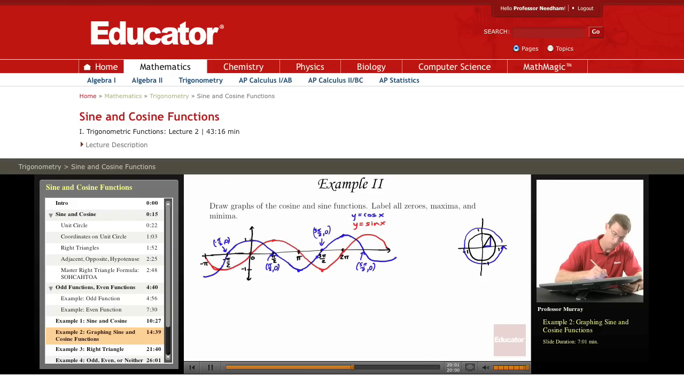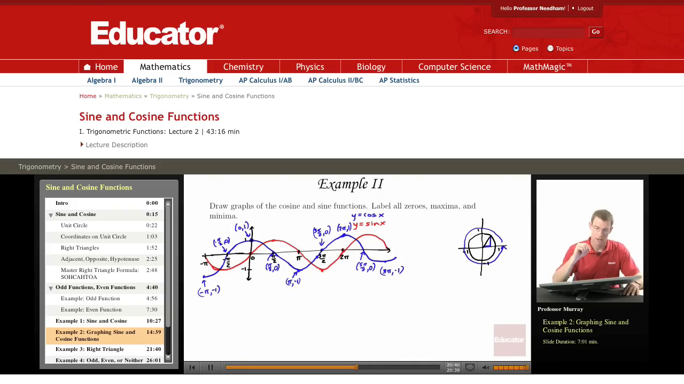The maxima, the high points, remember cosine and sine never get bigger than 1 or less than negative 1. So anytime it actually hits 1, it's a maximum. So there are the two maxima at 0 and 2 pi. The minimum value is negative 1. So there's pi, negative 1. And the next one would be at 3 pi, negative 1. There's one at negative pi, negative 1.